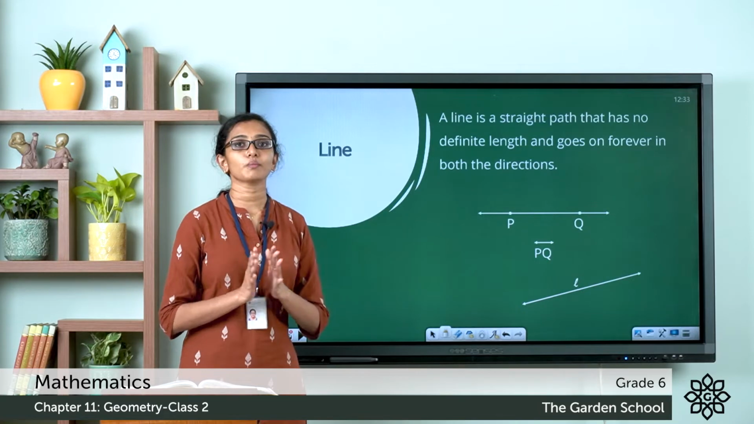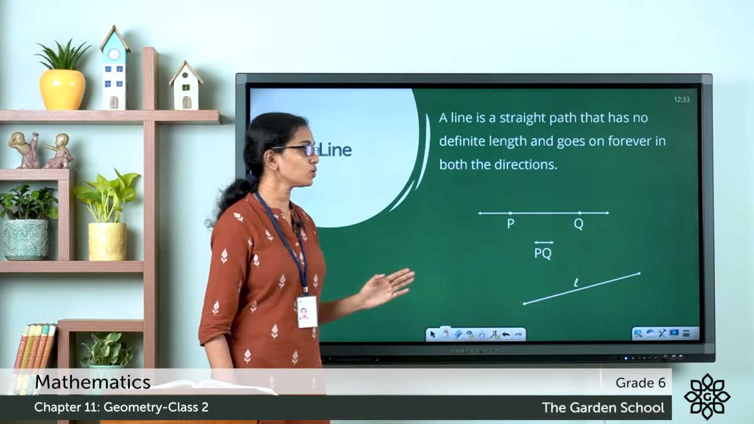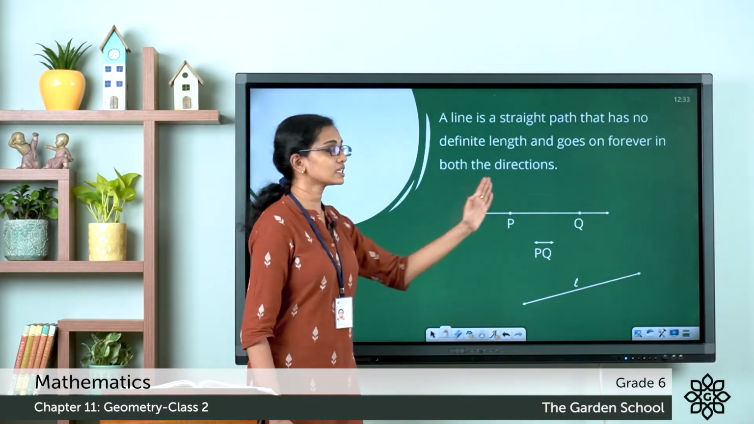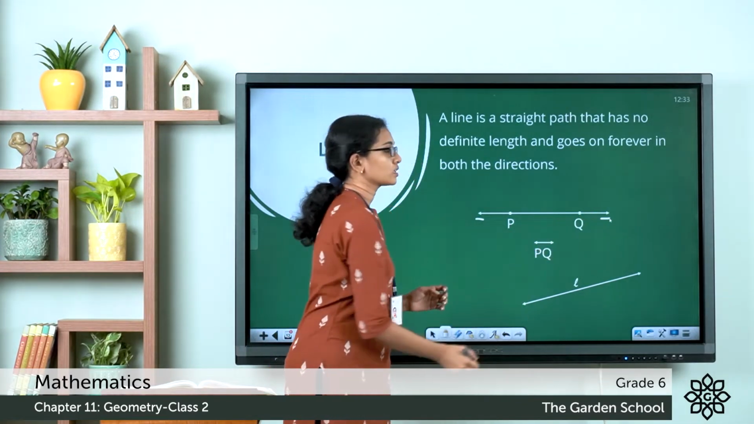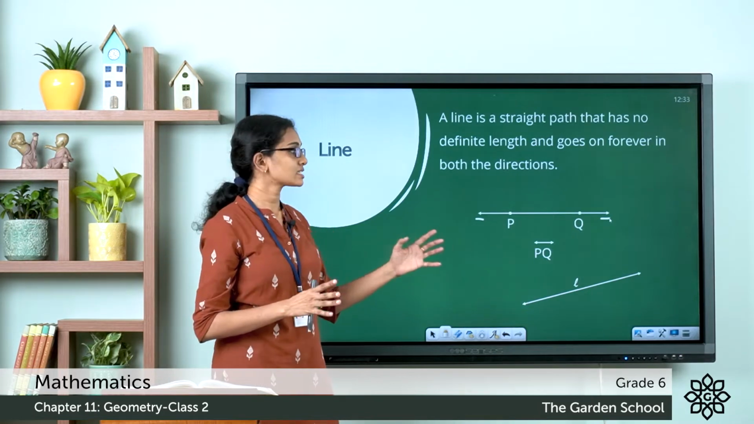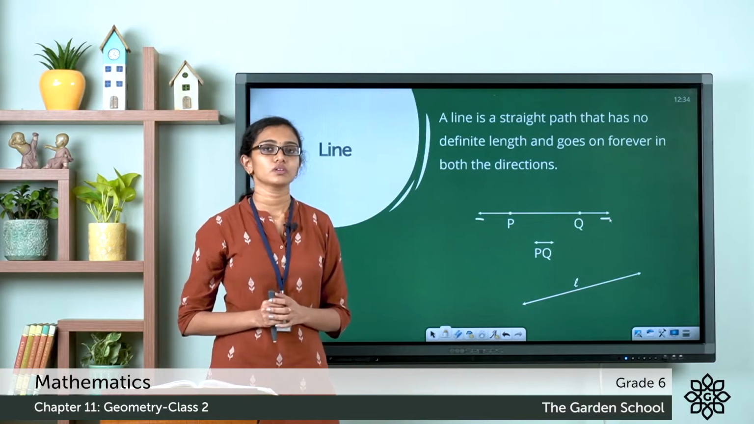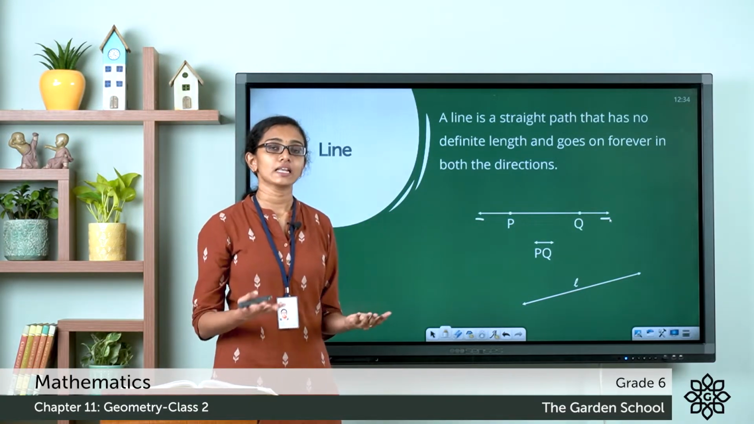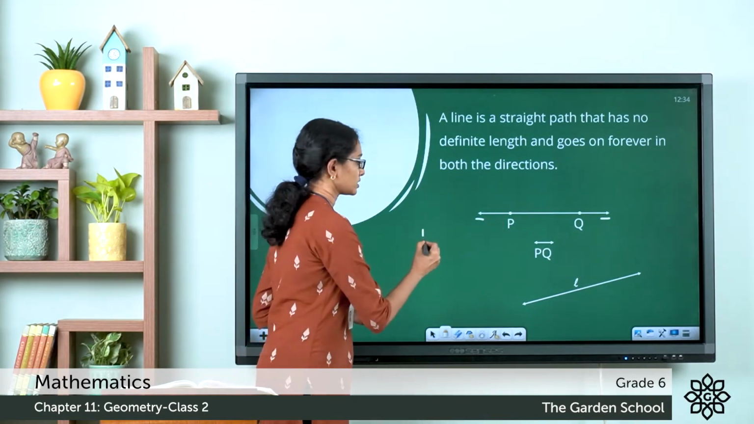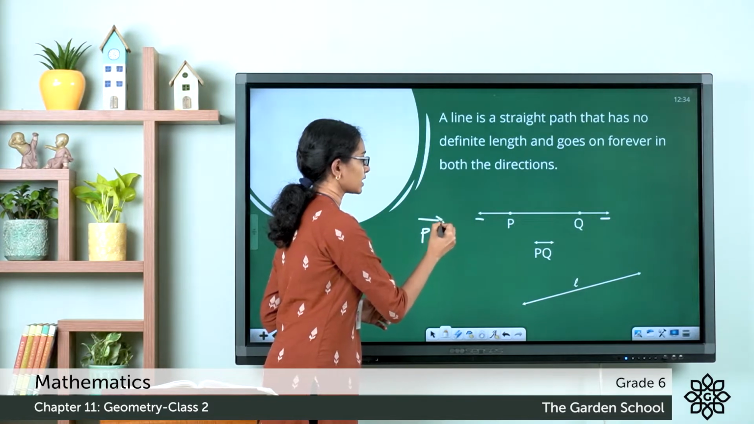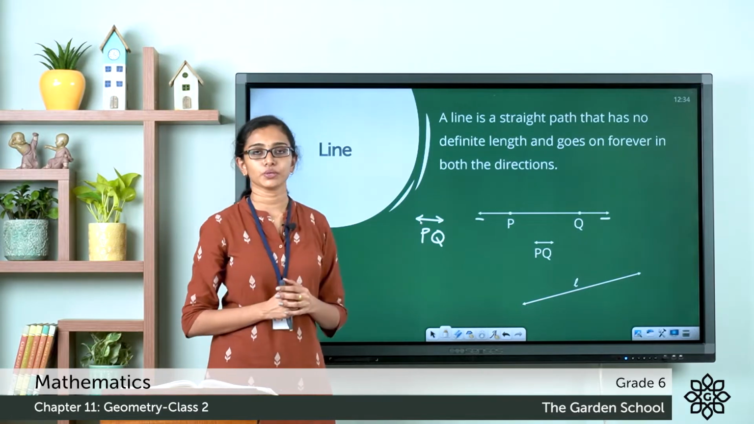Here you can see an example of a line. I had marked 2 points, point P and point Q. I have joined them and have extended that in both directions endlessly. The two arrows you see here represent that this line is extending endlessly in both directions. Now, we usually represent a line with this symbol. So this is line PQ, and it is written as, you write PQ and above that you draw a line with arrows at both ends. So this represents line PQ.